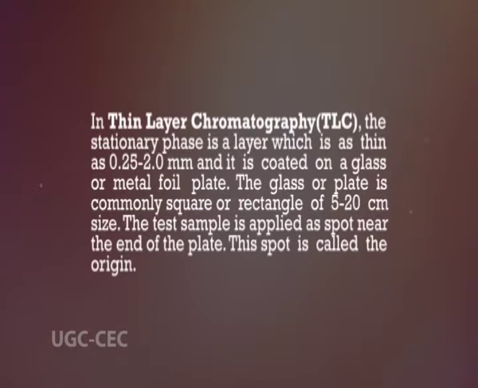In thin layer chromatography or TLC, the stationary phase is a layer which is as thin as 0.25 to 2 mm and it is coated on a glass or metal foil plate. The glass plate is commonly square or rectangle of 5 to 20 cm size. The test sample is applied as a spot near the end of the plate. This spot is called the origin.